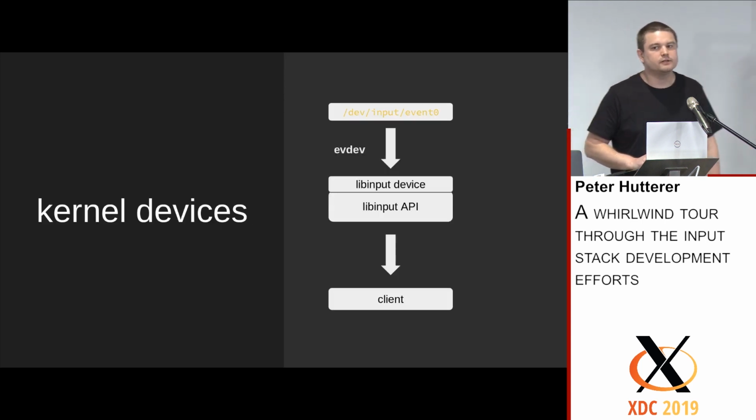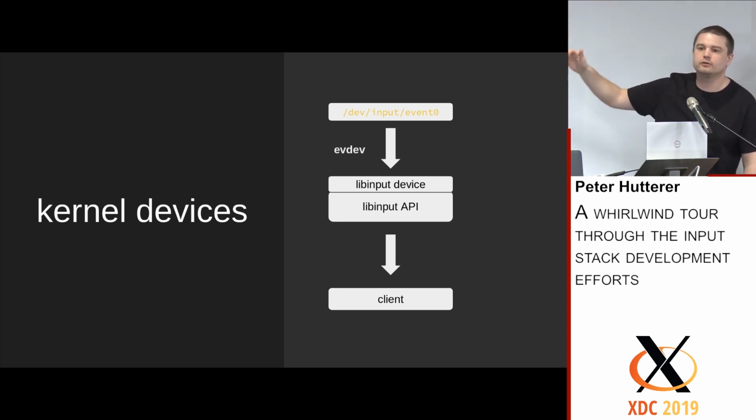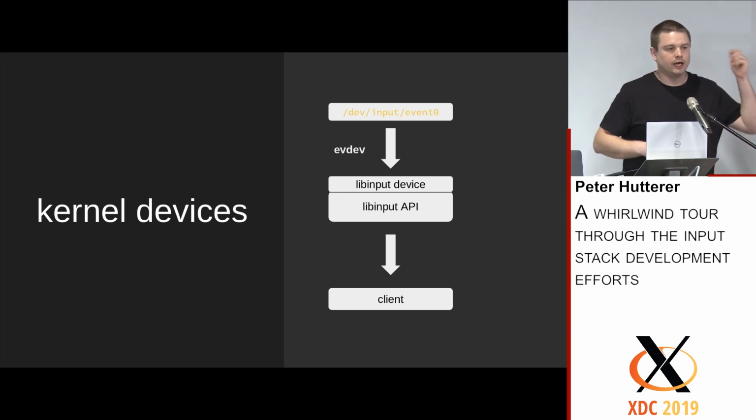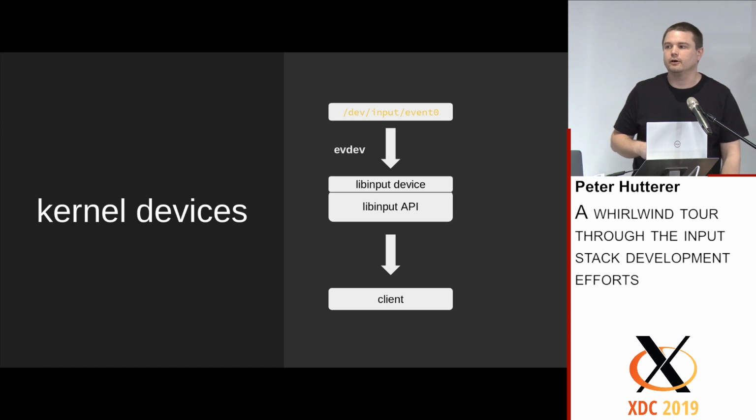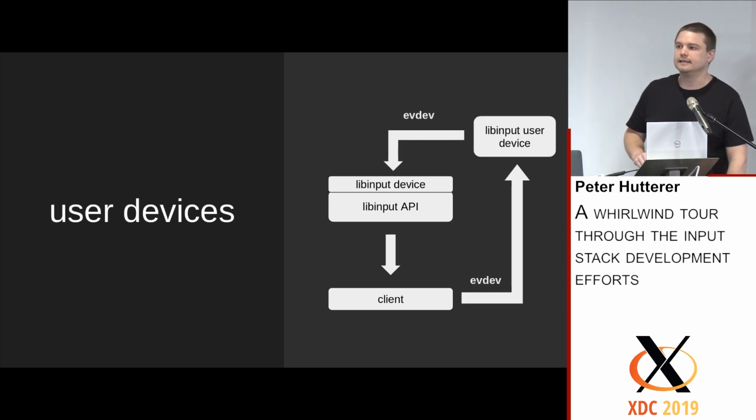Usually in libinput, a device is supported in this way. We have a /dev/input/event node somewhere at the top that speaks evdev to libinput. Libinput internally has a libinput device, some struct that contains everything, and then spurts events out through the libinput API to the client. Libinput user devices work like this.